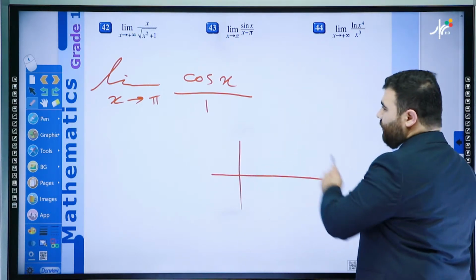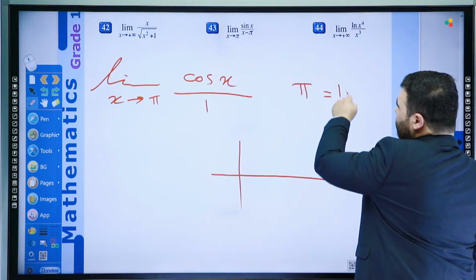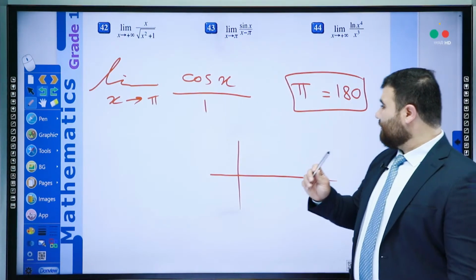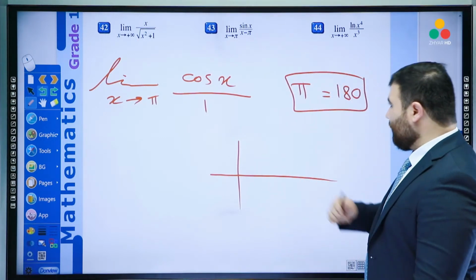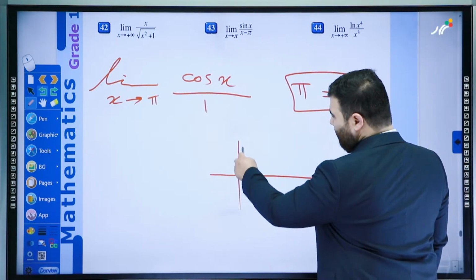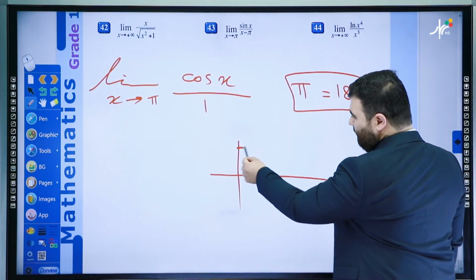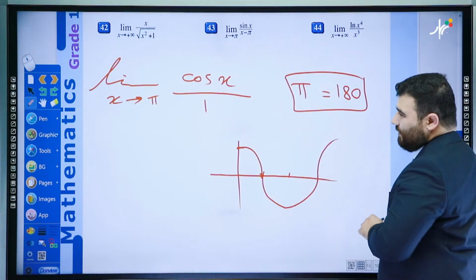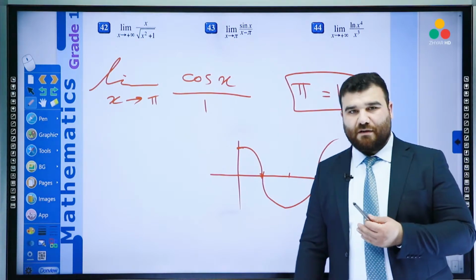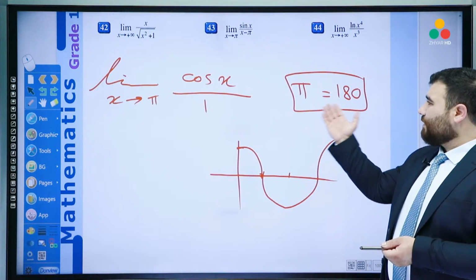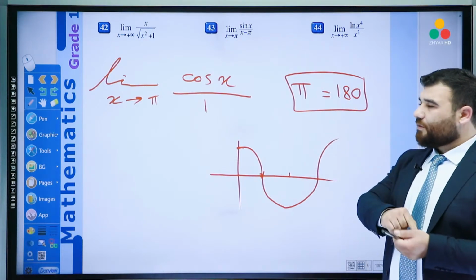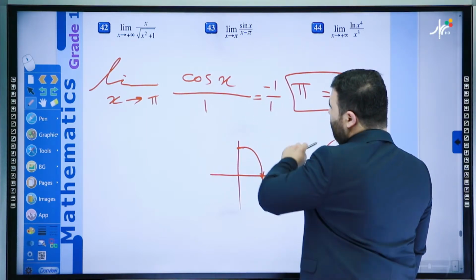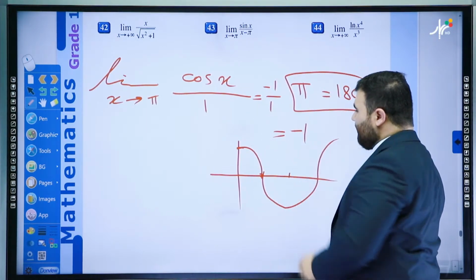You can use a calculator, or you can use that pi is 180 degrees. Every time you use sine or cosine, pi is 180 degrees in the calculator. Or you can do it by graph. Cosine of 0 is equal to 1. Cosine of 90 is 0. Cosine of 180 is -1. Cosine 270 is 0. Cosine 360 is 1. You can memorize by graph, or in the calculator just use pi as 180 degrees, then write cosine 180, press equal, and you get the answer. It's equal to -1/1. So the final answer of this limit is -1.